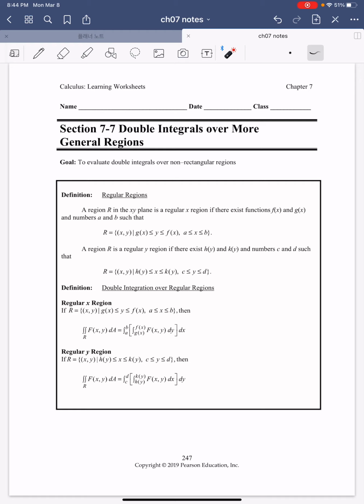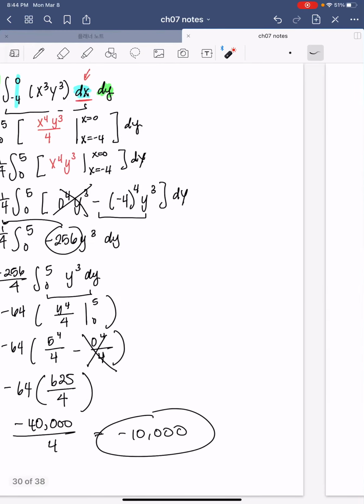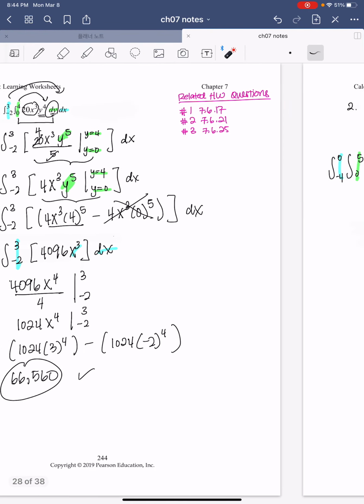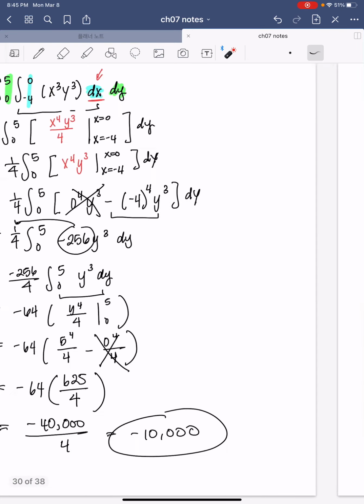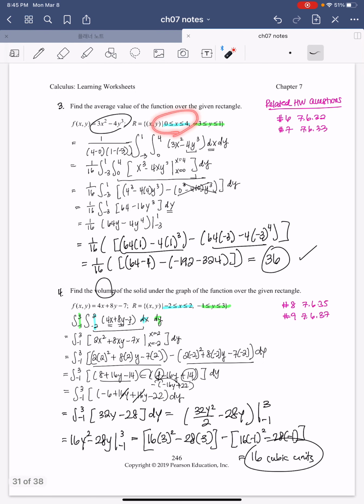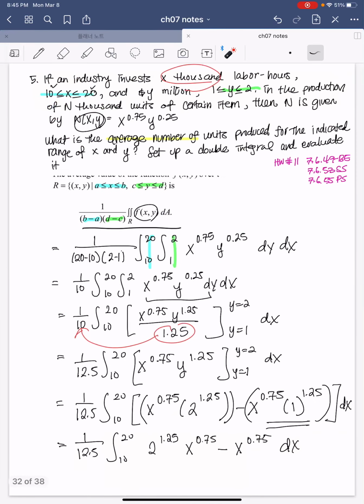Instead of x and y just being numbers, in the last section you can see that both x and y had numbers involved: -4 to 0, 0 to 5, 0 to 4, -3 to y, -2 to 2, -3 to 4. So you have these four points, and it creates a rectangle.